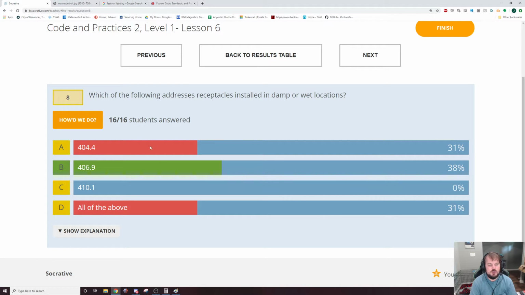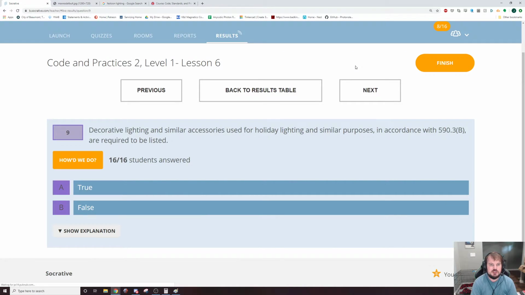Questions like this are super easy. They ask which of these three things listed addresses a specific thing. You just look up the three things they gave you options to look up.